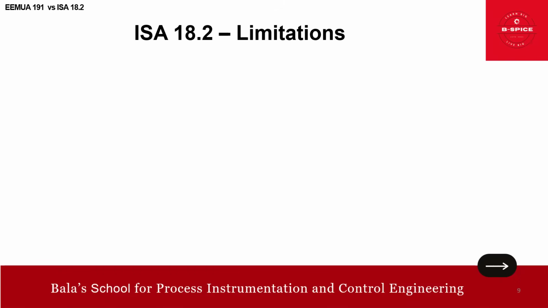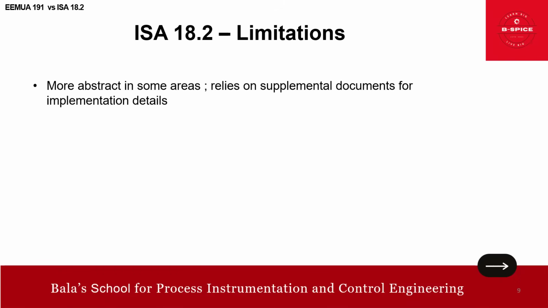Okay, then the limitations. Yes, it is more abstract in some areas, meaning the information is scattered here and there. So it relies on supplemental documents for implementation. Of course, this requires more resources to fully implement. So that's about the limitations of this. I hope you got some insights on the differences between EEMUA 191 and ISA 18.2.